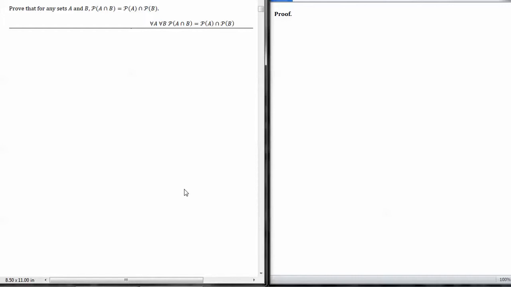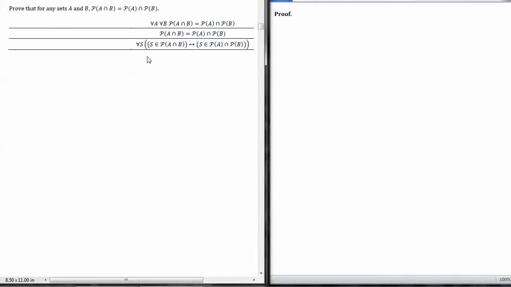So here is our goal. For all A, for all B, this equation is true. And the first thing we like to do is just let A and B be arbitrary, which looks like dropping the quantifiers from the statement. And then the definition of two sets being equal is that for all S, S being in the left side is true if and only if S is in the right side of the equation. Okay. So that's what we need to prove. And well, we can let S be arbitrary and drop that quantifier. And then we have to prove the two directions of this biconditional. So let's do the first direction, the left to right direction first.